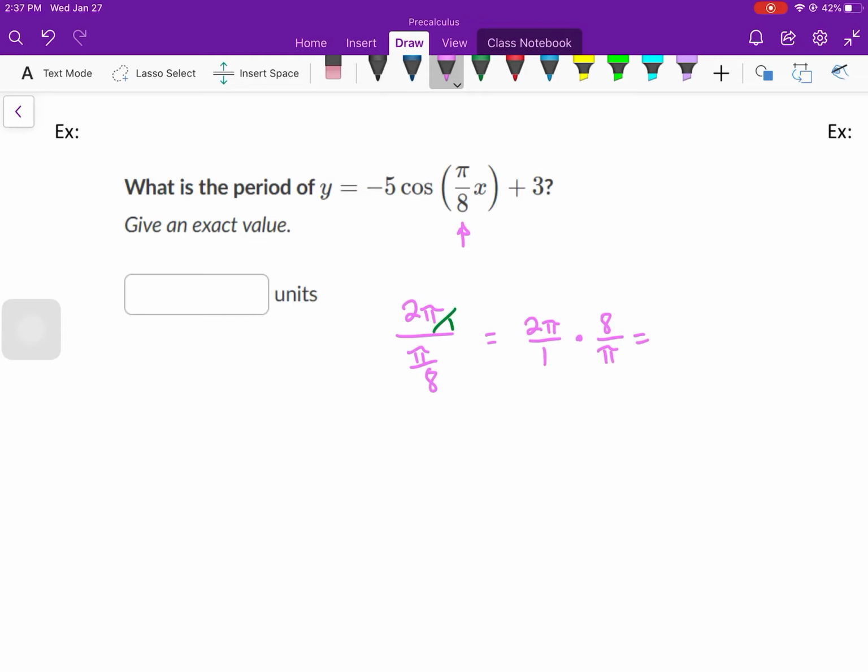And the pi's will cancel out. 2 times 8 is 16. So this is a long period. What will happen here is this is cosine, so it's going to start. Actually, it's a negative cosine because of the negative, it'll start on the bottom instead. So remember how it starts on the bottom and then it'll end on the bottom. The midline will be at 3, right? That we know the midline there, but we're not really worried about the midline. I just want to show you this one's going to actually get stretched out, because 16 is relatively long for that. So the distance from here to here is 16.